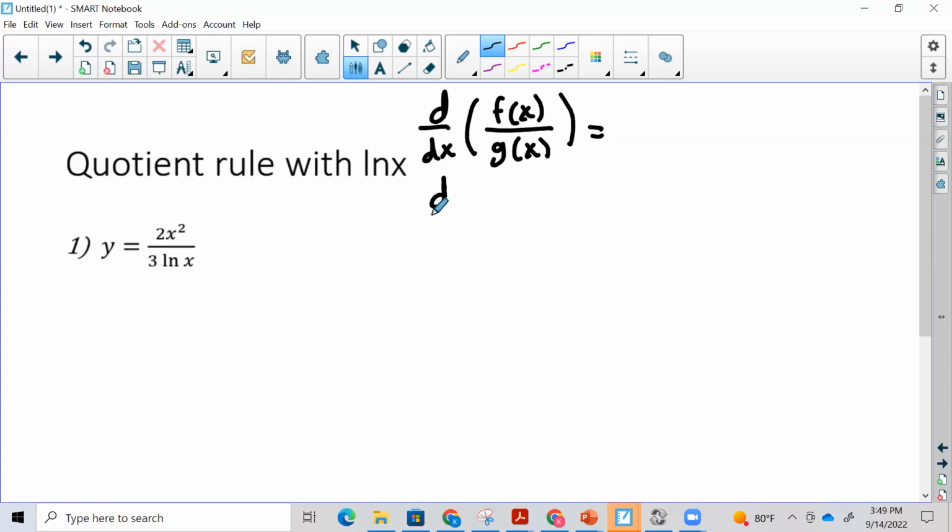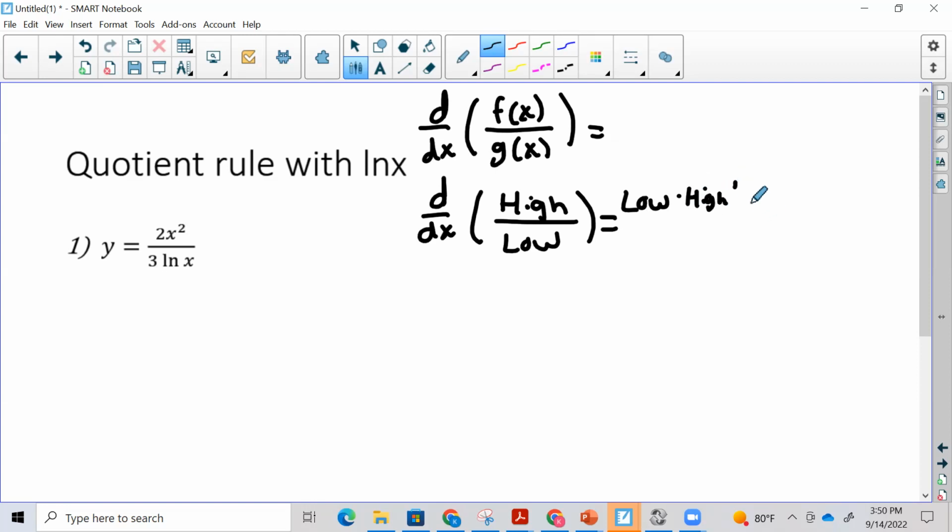And again, you can also think of it as, this is my high and this is my low, or you can think of bottom, top, whichever way helps you to remember it. But just remember, we always do the low, the bottom, and then we find the derivative of the high, d high. And then it's minus high, and then d low. So it's the derivative of the low all over the low squared.